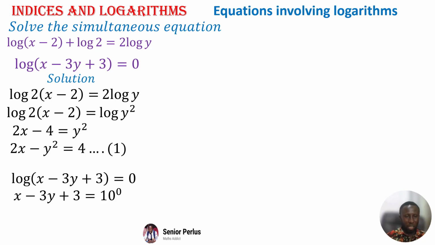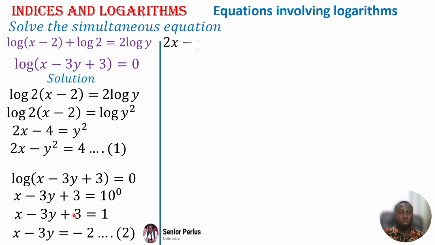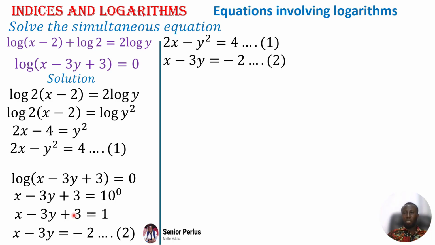Good. So therefore we can simplify this. Number to the power 0 is 1. Then this becomes equation 2. Then solve these 2 equations simultaneously. You can either use the substitution method or elimination. It's up to you.